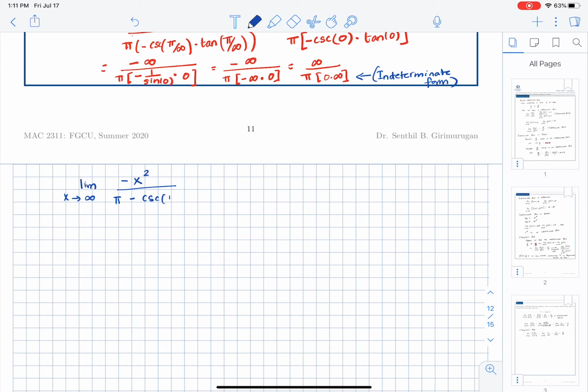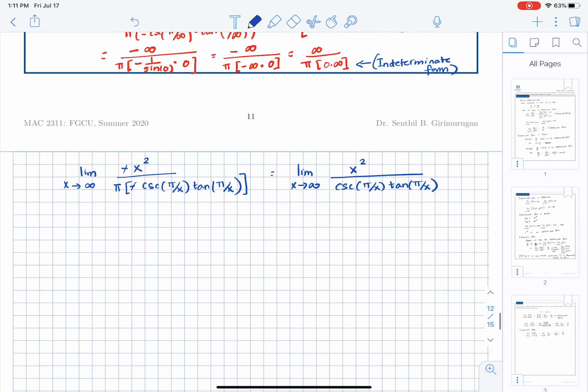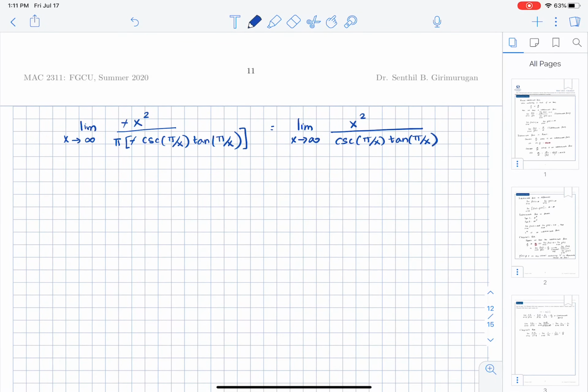negative cosecant pi over x, tangent pi over x. And get rid of the negatives, and we will have the limit as x approaches infinity of x squared divided by cosecant pi over x, tangent pi over x. Now we take the derivative of the numerator and the derivative of the denominator, again.